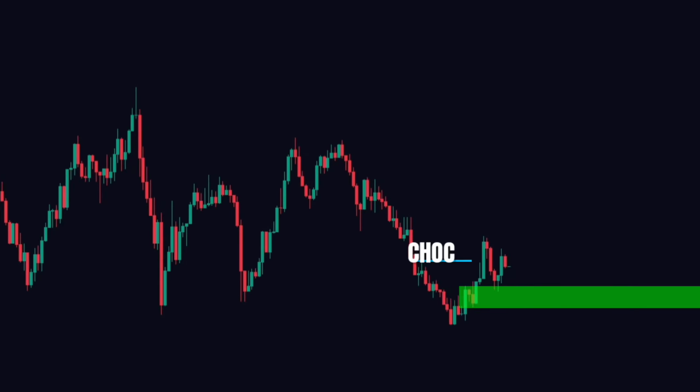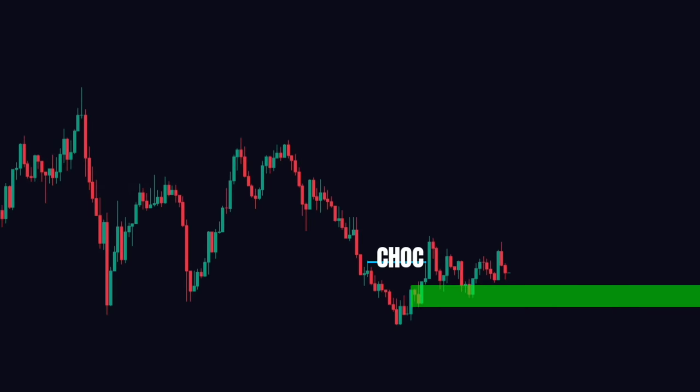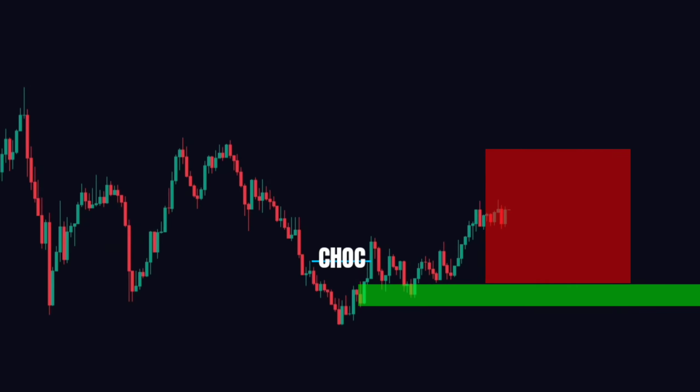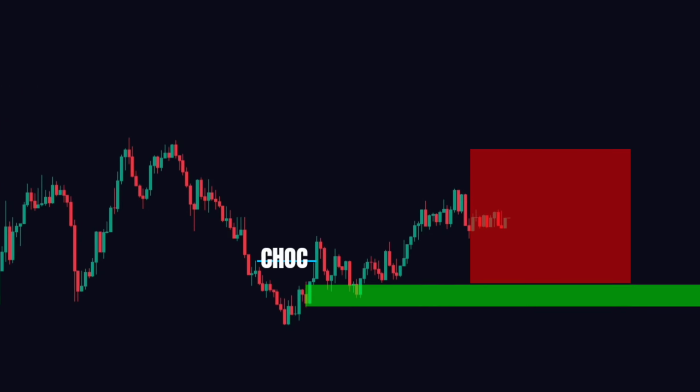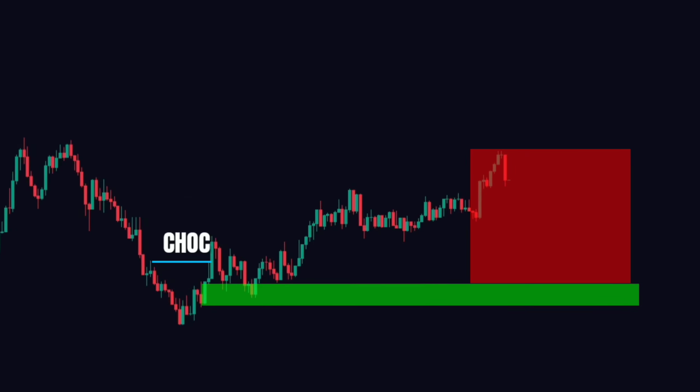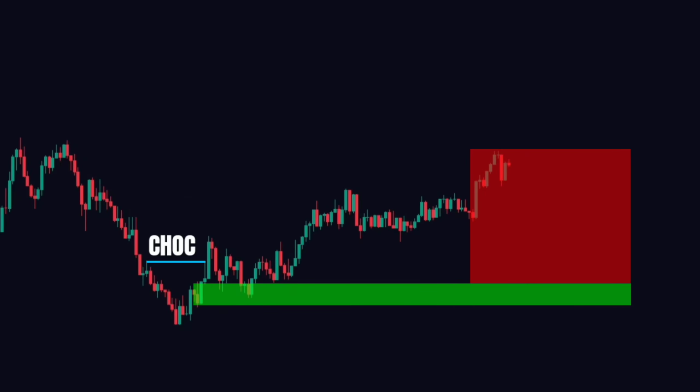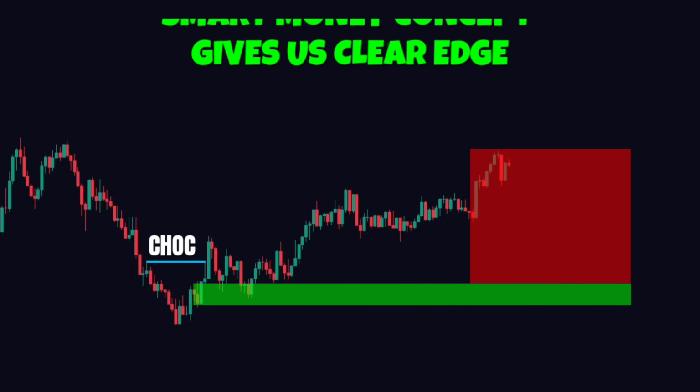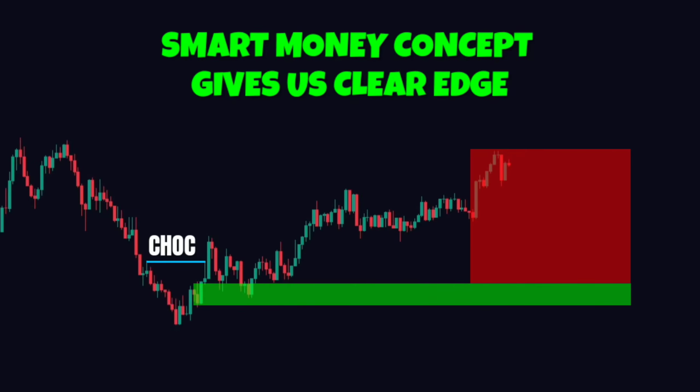Trade executed. Now let's see the outcome. We've entered the market, and our exit target is set at the swing high on the 15-minute time frame. Now let's watch it play out. And there it is. Our trade was a success. The market moved exactly as expected, proving once again that smart money concepts give us a real edge.